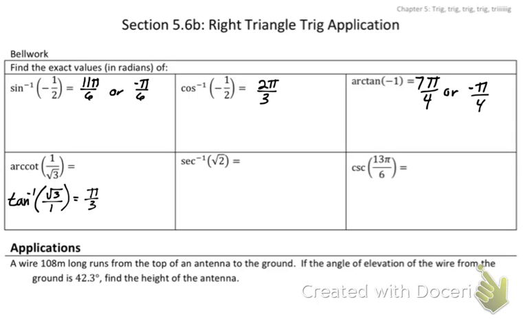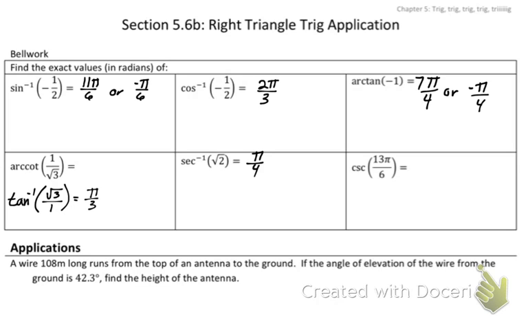Our next one is secant inverse of square root of 2. Who thinks they got this one? David? Pi over 4. Do we all 100% emphatically agree with this answer? I just want to see how we feel about this answer. I'm going to tell you right now it's wrong. No, it's right.